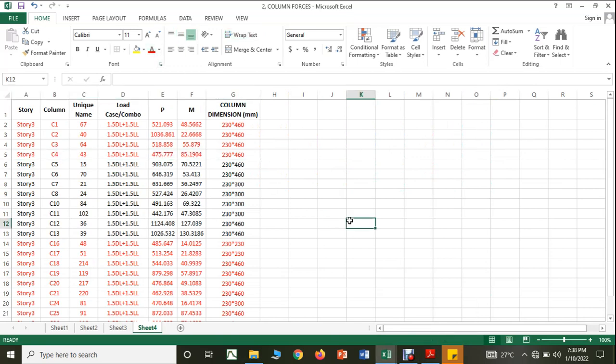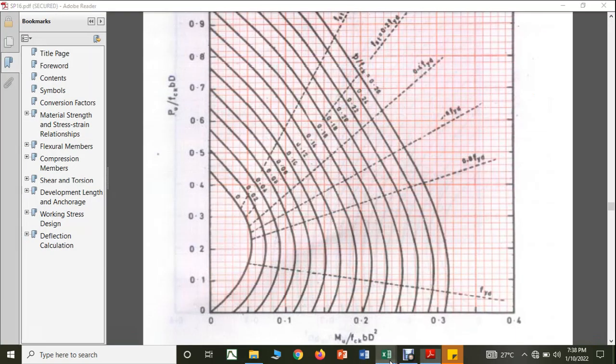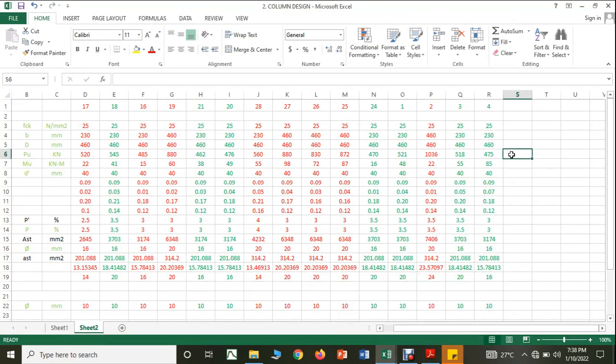Again, next you have column number 5. Column number 5, you have 903 and 70. So 25. Actually it is 230 by 460. If you do that, definitely it won't work. Let us try it. 0.09, it is 0.06. This will be 0.34. So therefore I am supposed to make this as 460 only.